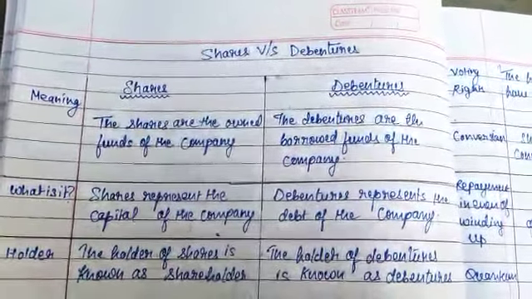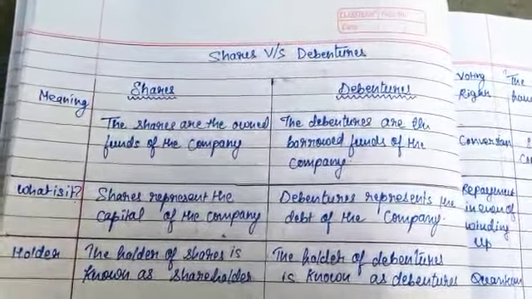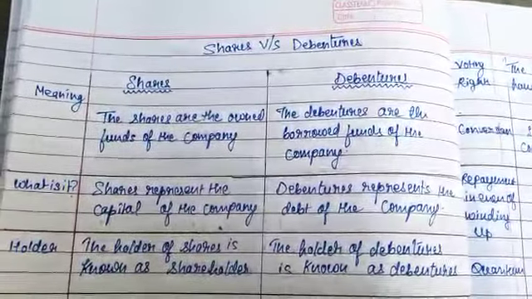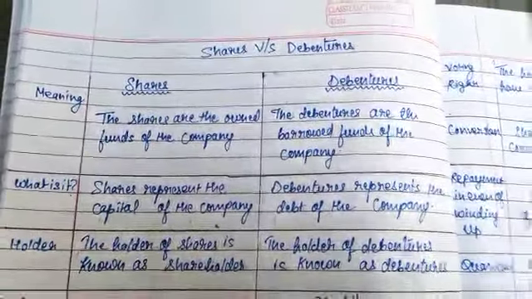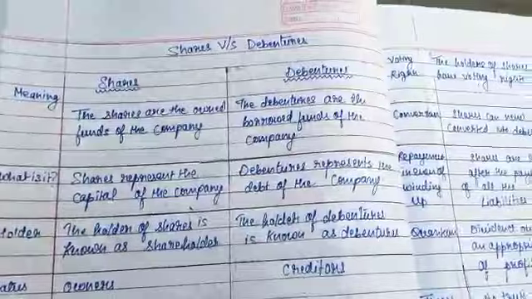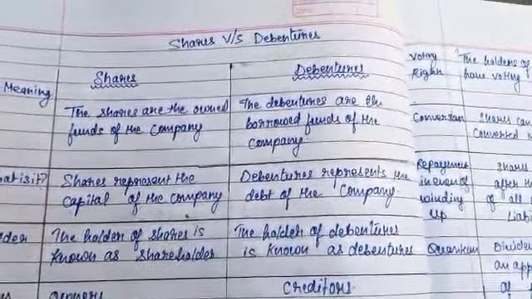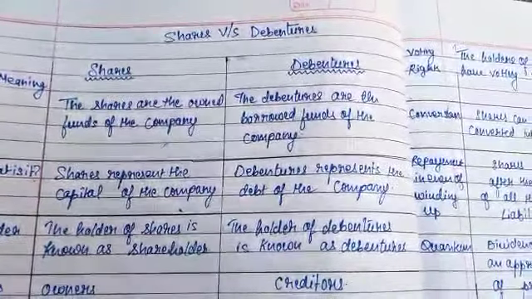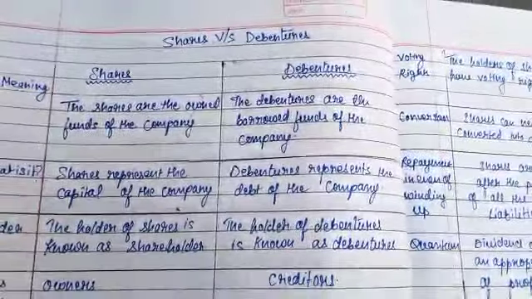Today we are going to talk about shares versus debentures, which means we are going to differentiate between shares and debentures. Meaning of shares and debentures. The shares are owned funds of the company. The debentures are the borrowed funds of the company.